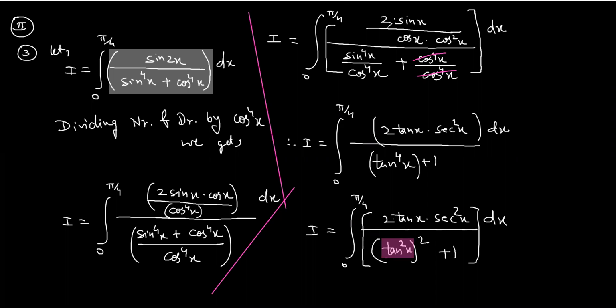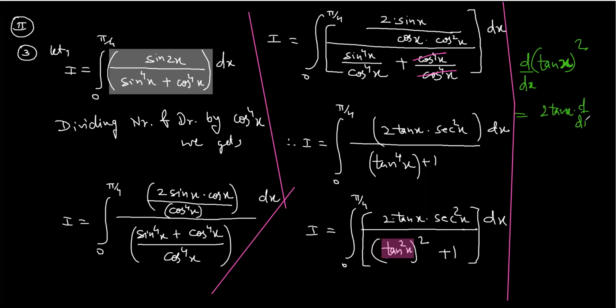Why so? Because those who are very good in derivatives would not find this question difficult. What I see in the numerator, it is clear that it is the derivative of tan square x. If you do not know, just differentiate d by dx of tan x the whole square. What will it be? It will be 2 tan x into d by dx of tan x, that is 2 tan x into sec square x.